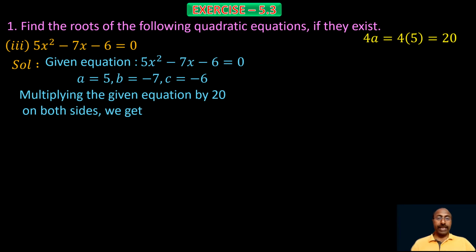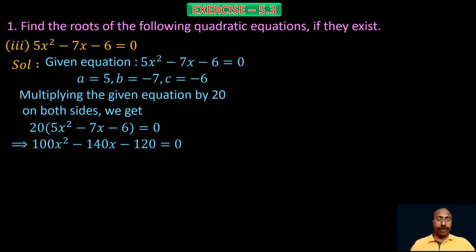So by multiplying the given equation by 20 on both sides, what do we get? 20 into 5x square minus 7x minus 6 is equal to 20 into 0, that is 0. So now 20 into 5 is 100x square, plus 20 into minus 7x is minus 140x, plus 20 into minus 6 is minus 120, is equal to 0. So from this we can write 100x square minus 140x is equal to 120. That is, we are transposing minus 120 to the right side.